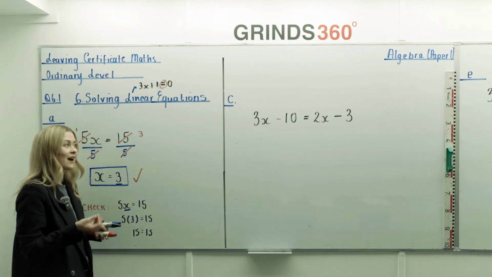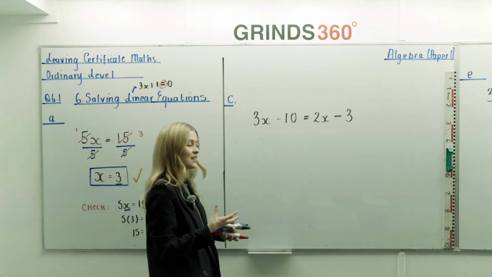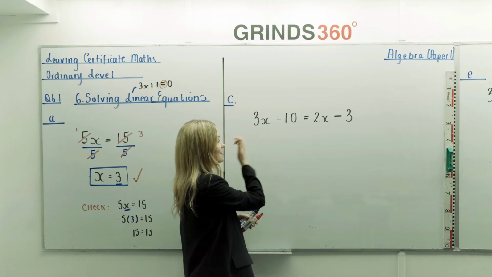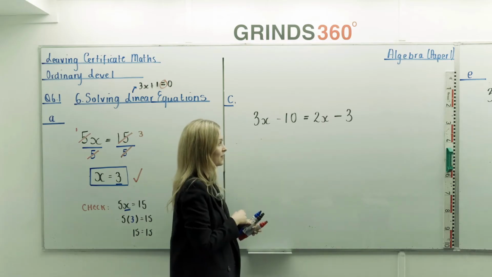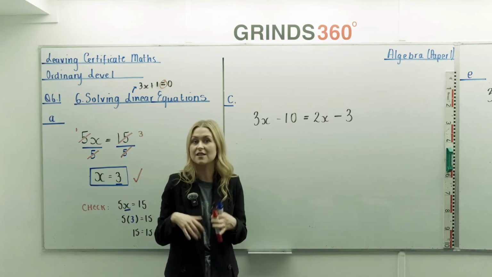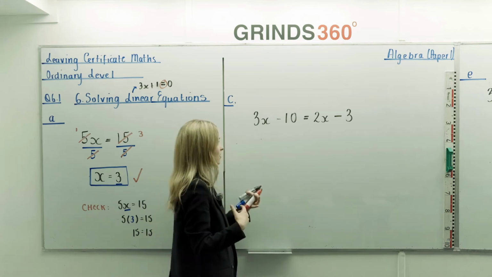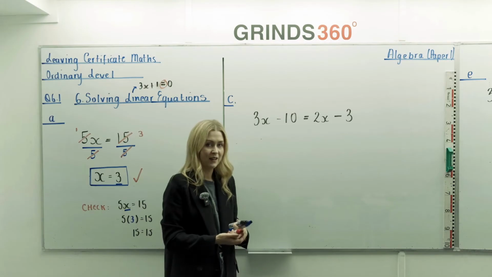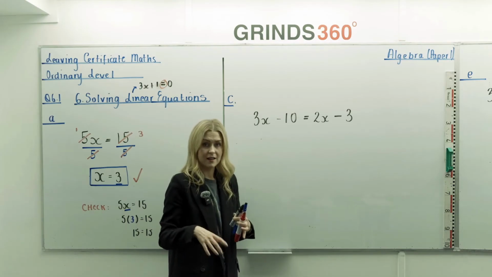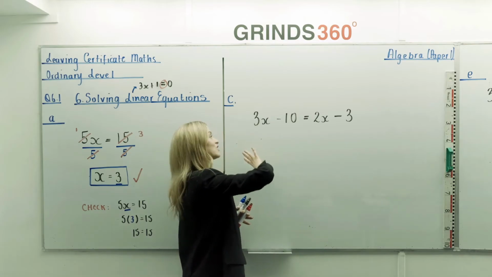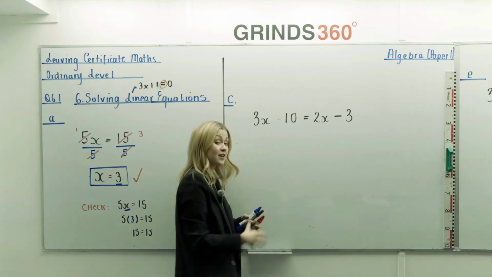Let's move on to part C. Now for part C, again, different set of skills here we're looking at. We'll see 3x minus 10 equals 2x minus 3. Now in this case here, what you'll notice is that there's variables. The variable x is either side of the equals sign. The same with your constants minus 10 and minus 3. Now what we want to do is reshuffle this, so that everything with an x is on one side, I'm going to say left hand side, and everything that's just a number or constant is on the far side.